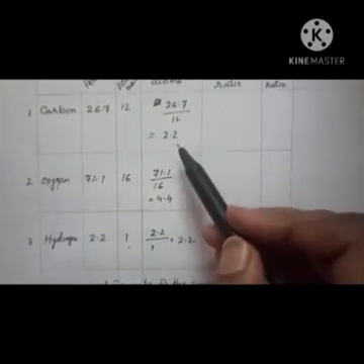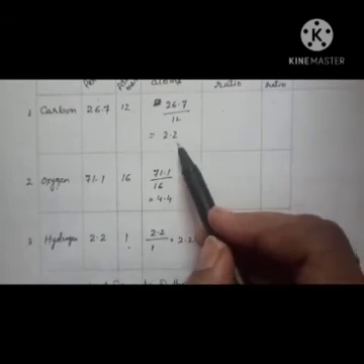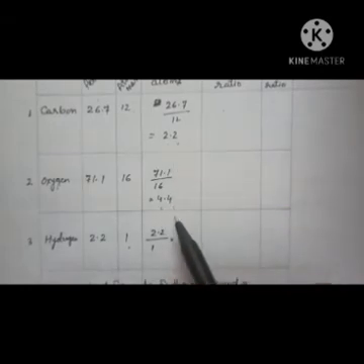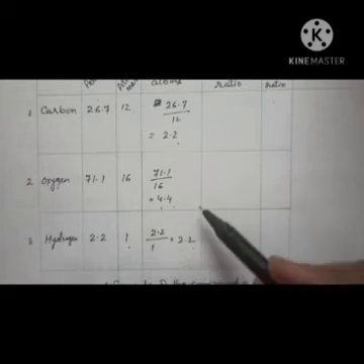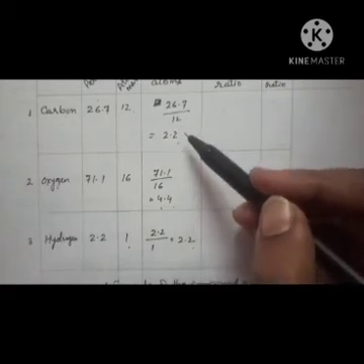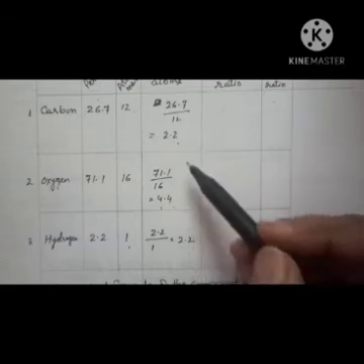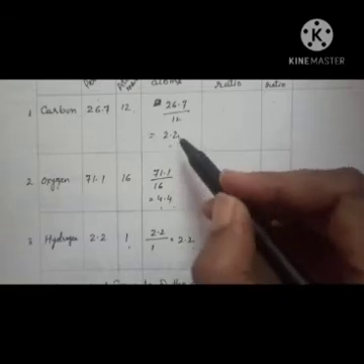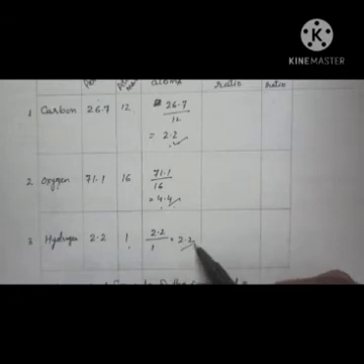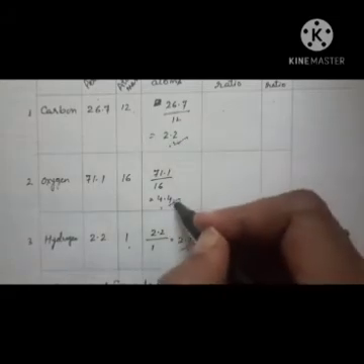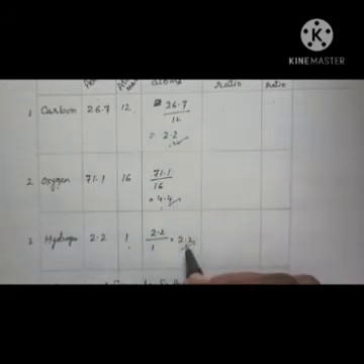In the first case you get 2.2. Carbon here is 4.4, and here you get 2.2. Now just tell me which one is the smallest number. 2.2 is the smallest number out of these three. So you divide all three numbers by this 2.2.